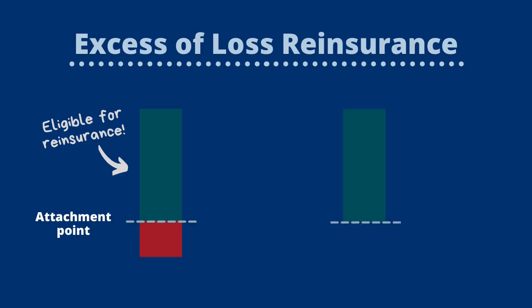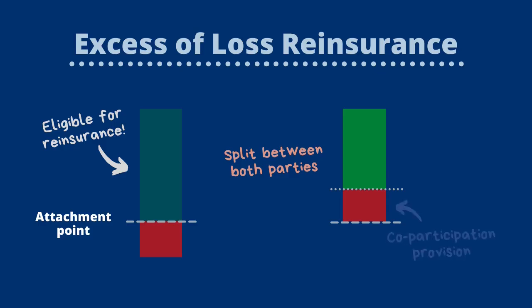For the portion that does exceed the attachment point, that actually gets split up between the reinsurer and the primary insurance company. So it's not like the reinsurer covers everything above the attachment point. For the portion that is eligible to be reinsured, the portion that the primary insurance company has to pay is referred to as the co-participation provision. Having this provision gives the primary insurer an incentive to carefully control the costs of the claim. If there was no co-participation provision, then the primary insurer wouldn't care how expensive the claim gets after it goes past the attachment point.